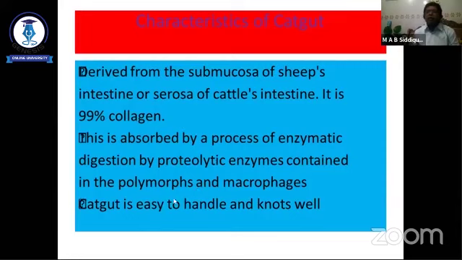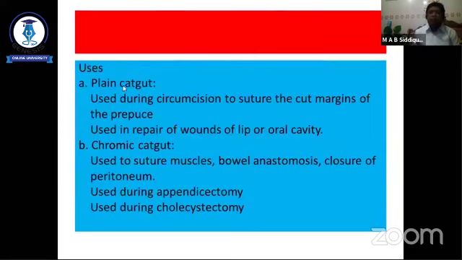Catgut is derived from the submucosa of sheep's intestine or the serosa of cattle intestine. It is 99% collagen. It is absorbed by enzymatic digestion by proteolytic enzymes contained in polymorphs and macrophages. Catgut is easy to handle and the knot is better with catgut. Plain catgut is used during circumcision to suture the cut margin of the prepuce, and in repair of wounds of the lip and oral cavity.